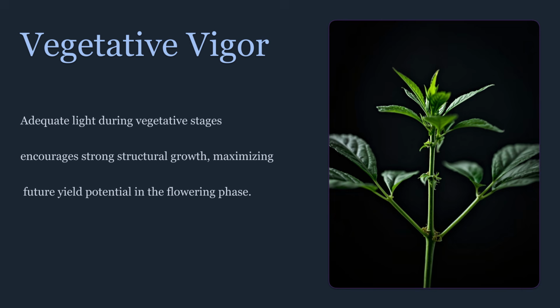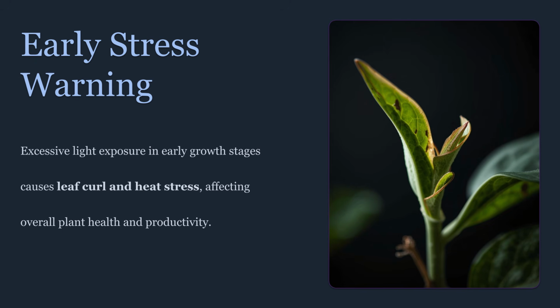Young plants don't need aggressive DLI, and pushing them too hard can cause leaf curl, slowed root growth, or reduced internodal spacing that limits airflow later. As plants mature, their DLI tolerance increases, and this is where you can gradually raise intensity to fuel rapid, healthy growth without overwhelming their photosynthetic machinery.